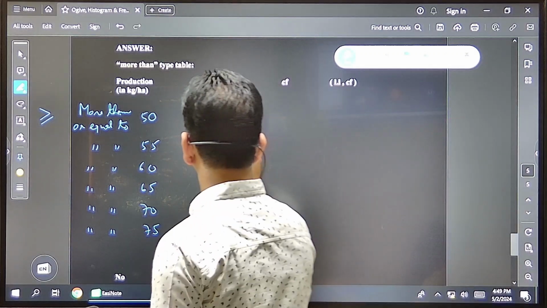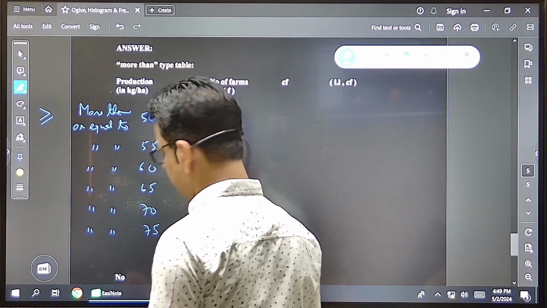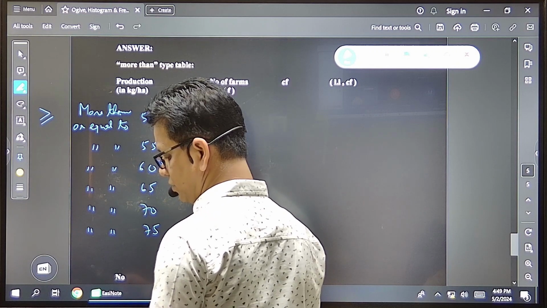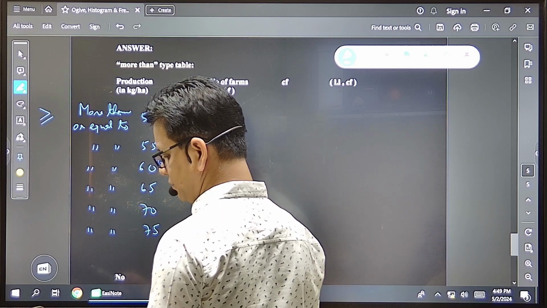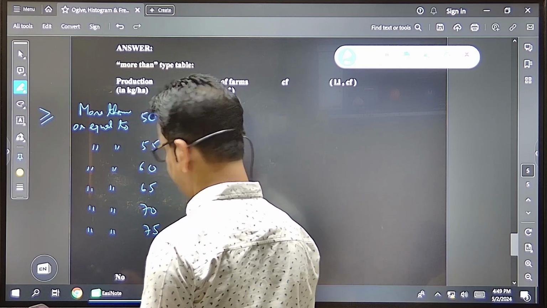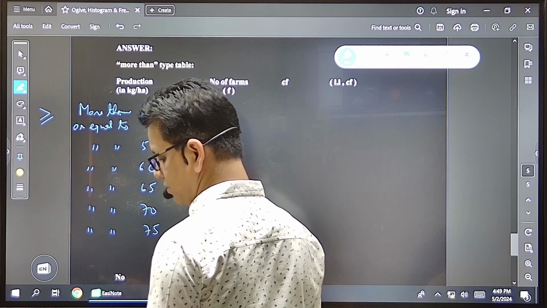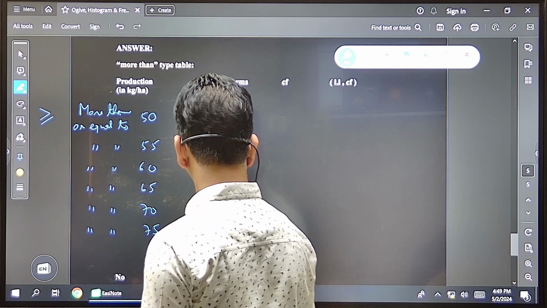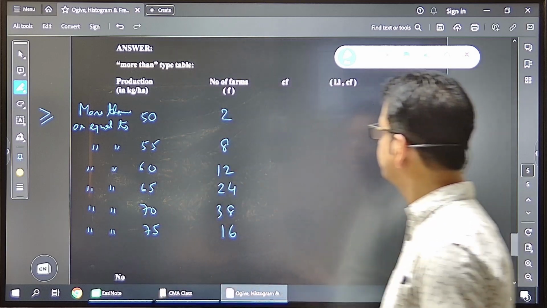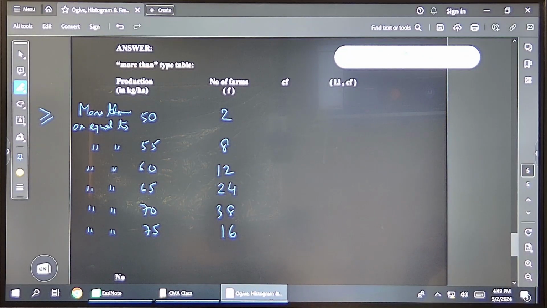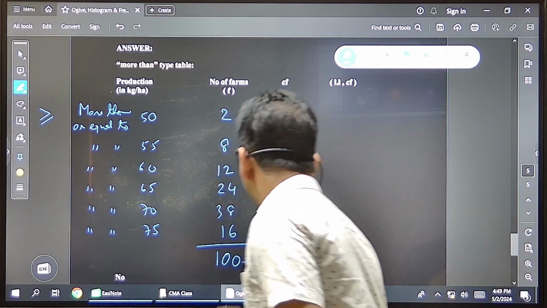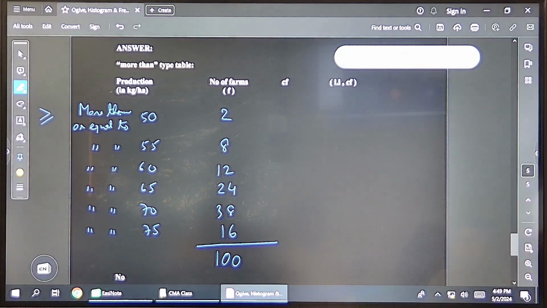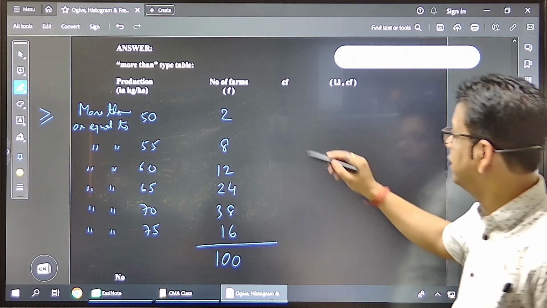The frequencies are 2, 8, 12, 24, then 38 and 16. Now here you see, this number, as you have learned, is 100. Do you have some idea what the cumulative frequency should be here? I said everything is reversed. 100. Now say why 100?